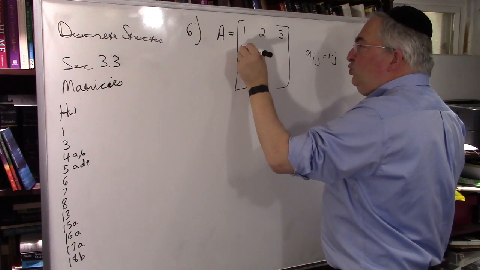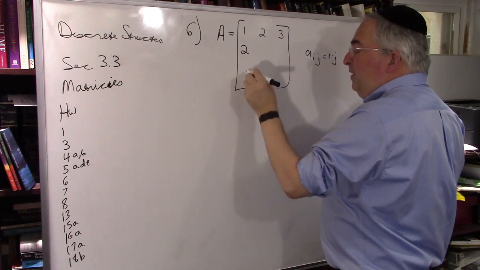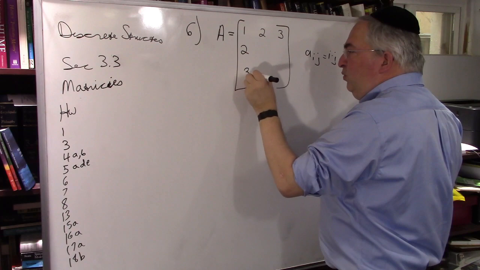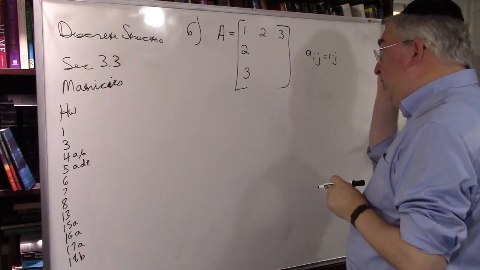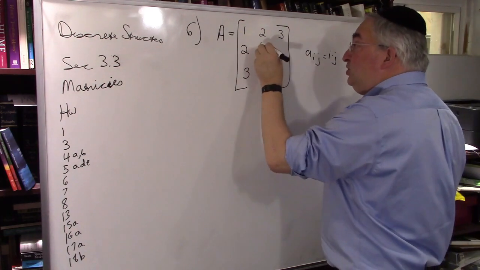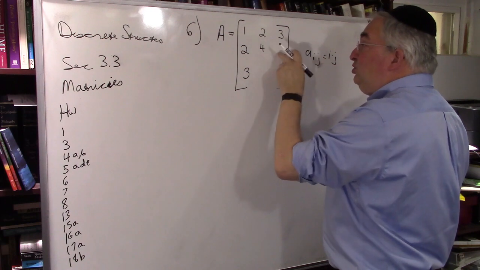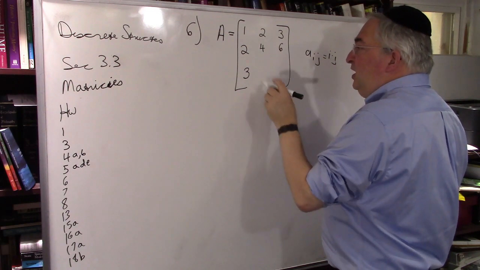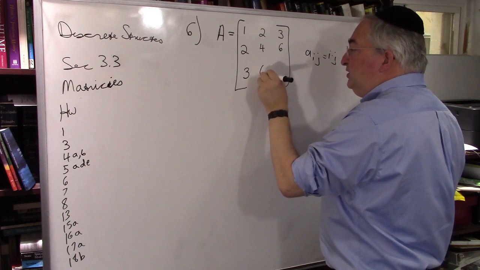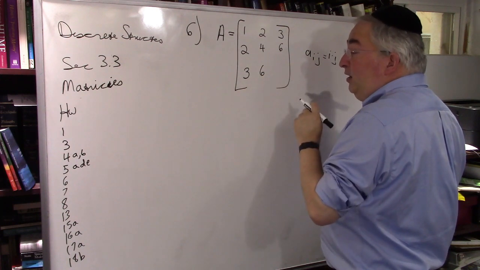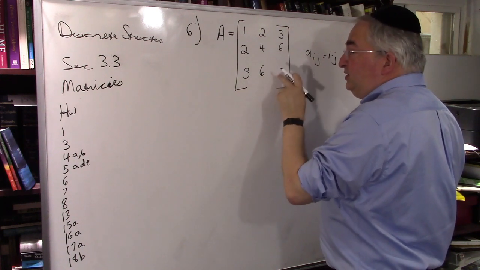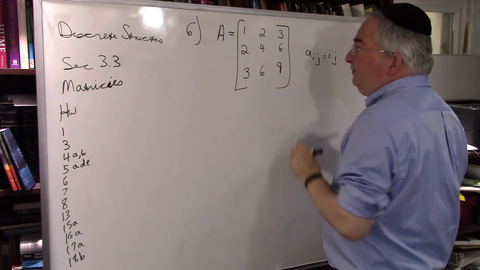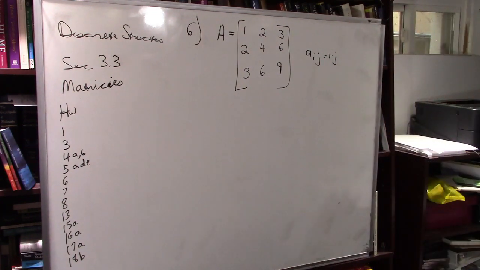This is the 2, 1 position. By the way, this is the 3, 1 position. 3 times 1 is 3. This is the 2, 2 position, that's a 4. This is a 2, 3 position, that's a 6. This is the 3, 2 position, that's a 6. This is a 3, 3 position, that's a 9. Okay?